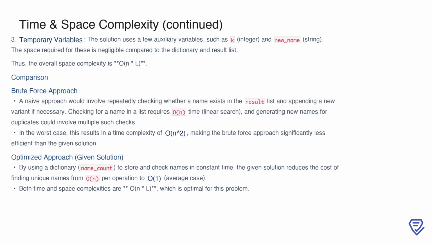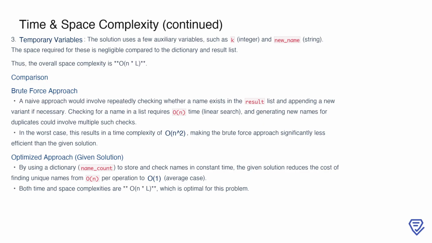In addition to the dictionary and result list, the solution uses a few auxiliary variables, such as k for the integer suffix and new_name for temporary storage of new file names. However, the space required for these variables is negligible compared to the space used by the dictionary and result list, so they do not impact the overall complexity.